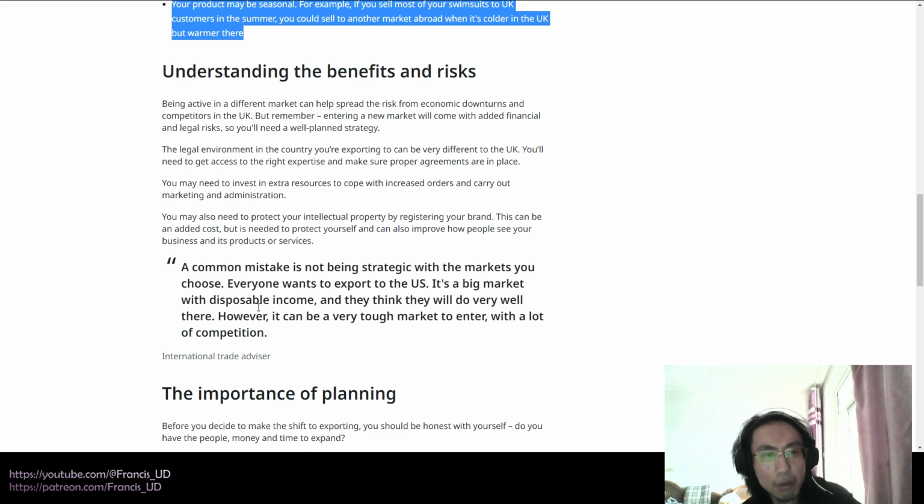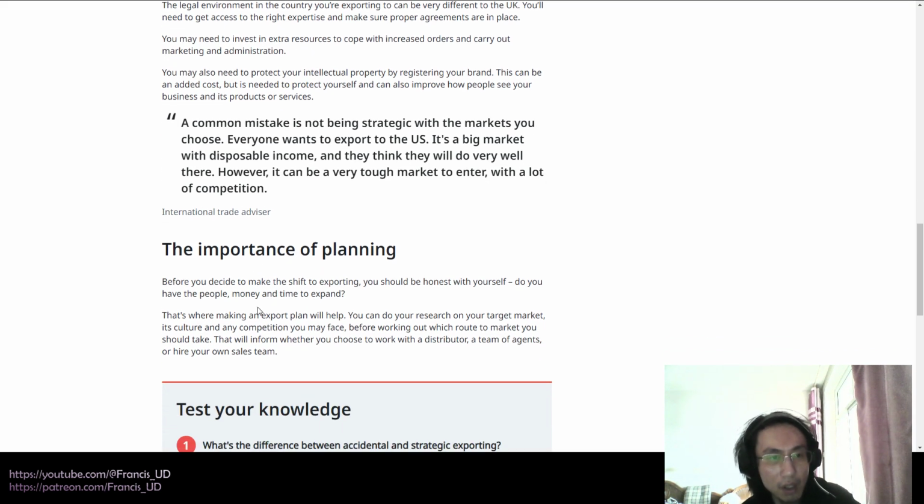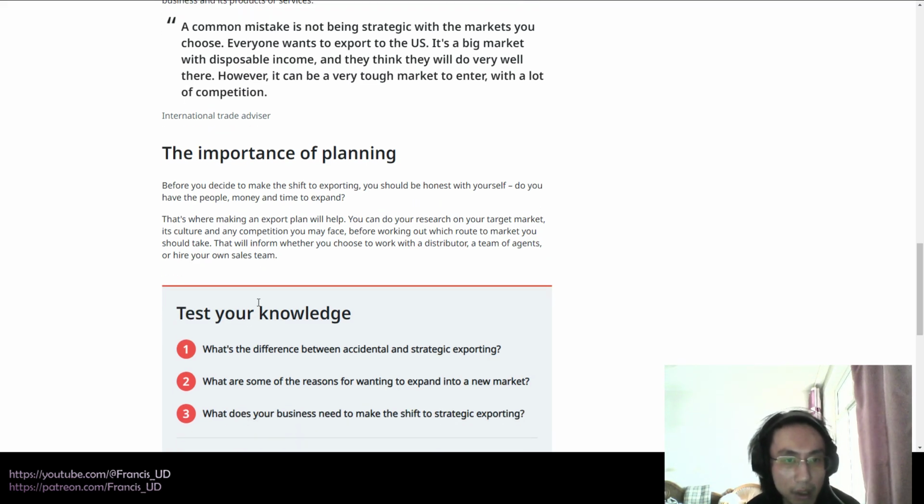You may also need to protect your intellectual property by registering your brand. This can be an added cost, but is needed to protect yourself and can also improve how people see your business and its products or services. A common mistake is not being strategic with the markets you choose. Everyone wants to export to the US. It's a big market with disposable income, and they think they will do very well there. However, it can be a very tough market to enter with a lot of competition, from the International Trade Advisor.